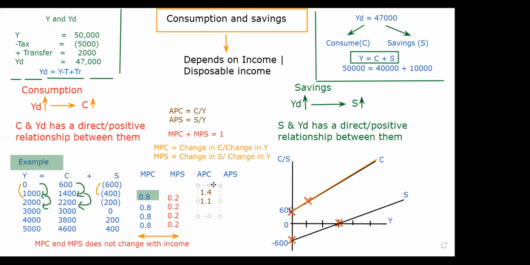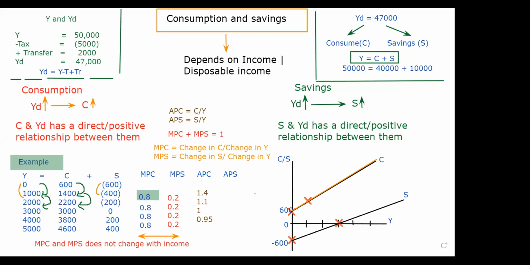Income is 3,000. Consumption is 3,000. You get 1. Income is 4,000. Consumption is 3,800. How much do you get? 0.975. Yes, can someone reconfirm with a calculator? 3,800 divided by 4,000 is 0.95. Okay, right. Okay, that's enough. I'm not teaching you how to calculate APC.